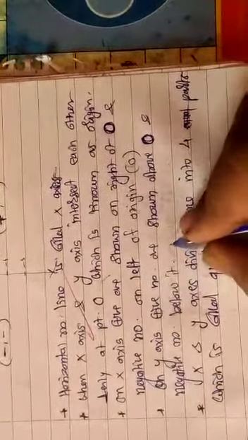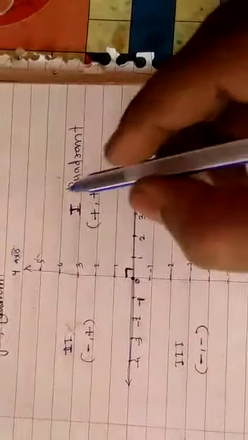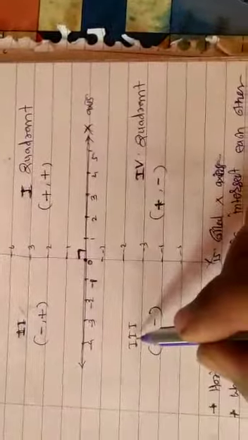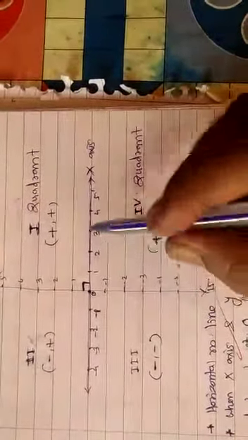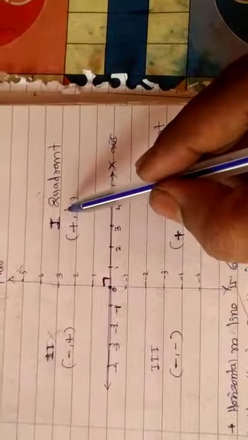The x and y-axis divide the plane into 4 parts which are called quadrants. Due to the x-axis and y-axis, 4 quadrants are created: first quadrant, second quadrant, third quadrant and fourth quadrant. Starting from here: first, second, third, fourth.